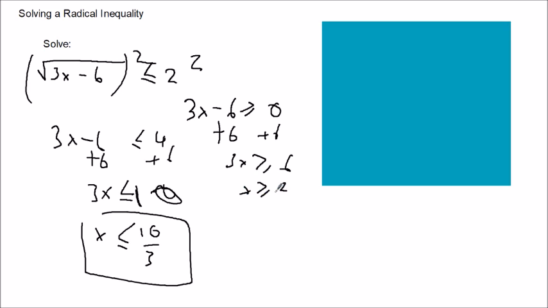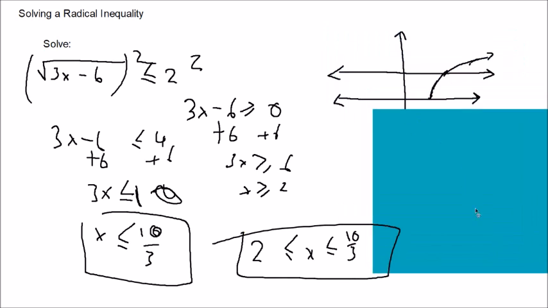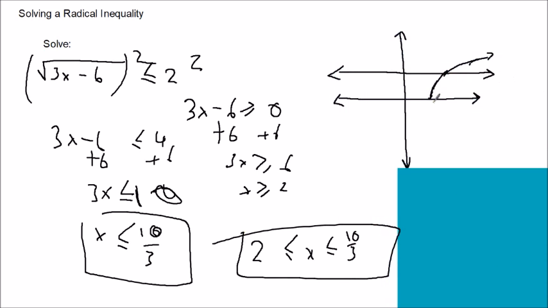So x has to be bigger than or equal to 2, but smaller than or equal to 10 over 3. So we can write the inequality like this: 2 is smaller than or equal to x is smaller than or equal to 10 over 3, and that is our answer. Now if you look at the graph, that's 2, and that's 10 over 3. In this domain, x fulfills the requirements.